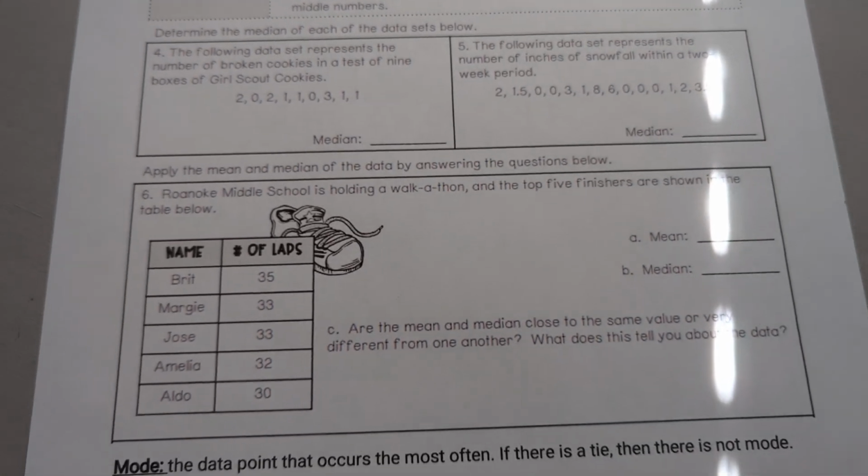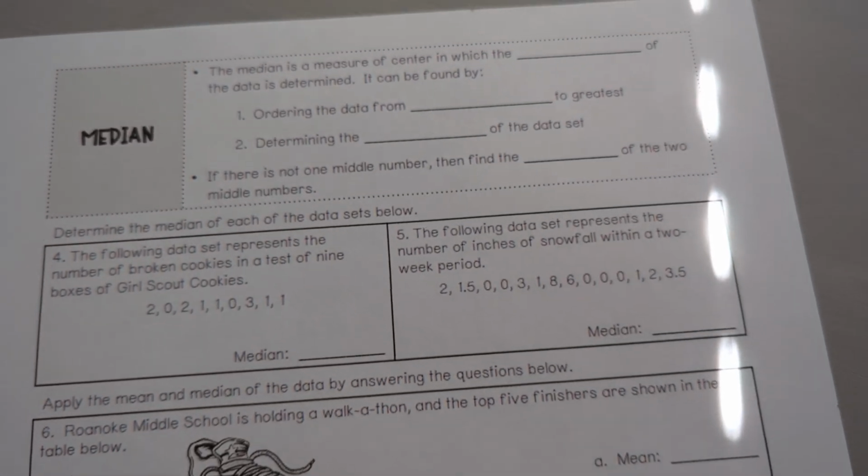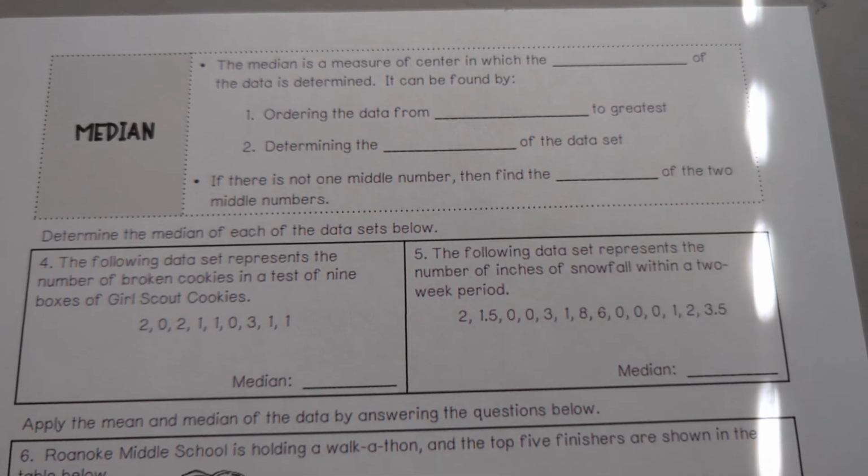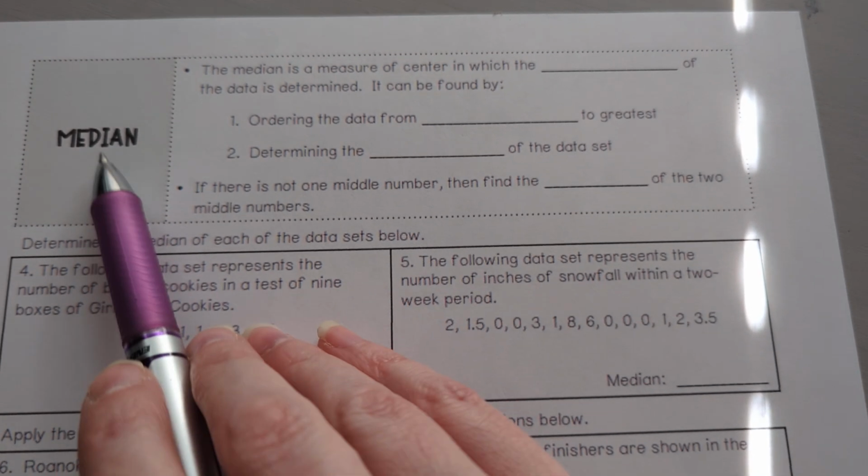All right, so let's take a look at the back here. Now, again, the mean is a measure of center, or central tendency. It is not the only one, though. There are actually 2 others that we're going to discuss. The next one is the median.